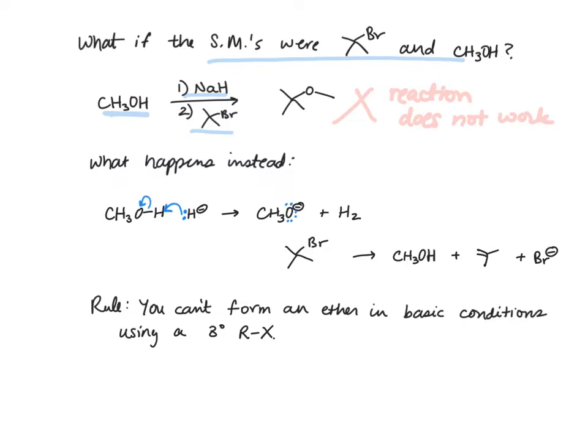You have a strong base and you have an alkyl halide with a good leaving group, but we know that we cannot accomplish an SN2 reaction on a tertiary alkyl halide. So those are not arrows that we can draw. I'm going to erase them.